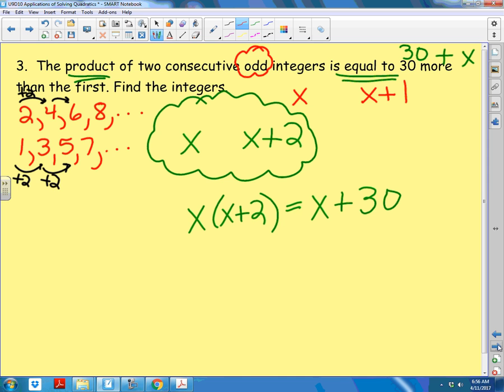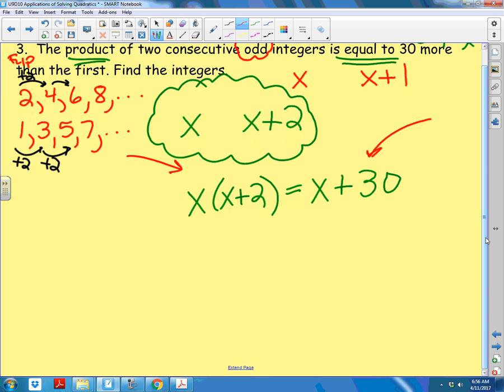I'll give you a second to take a look at that. Make sure that our equation represents the words. The product of two consecutive odd integers, that's this side, is equal to 30 more than the first integer, that's this side. Remember 30 more than? Remember that "than" is our flip word. So here we go, just an equation. We distribute first, which gives us x squared plus 2x equals x plus 30.